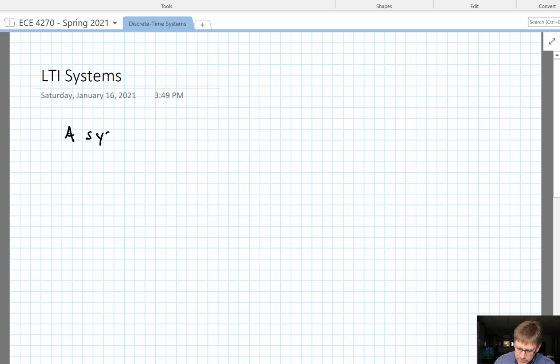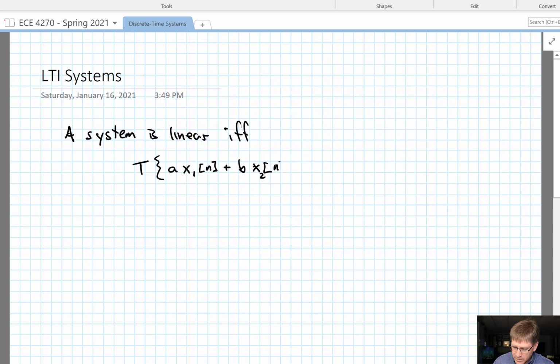So a system is linear if and only if T, which represents the operation of the system, operating on A times one signal plus B times another signal gives the same result as A operating on the first signal plus B times the system operating on the second signal.